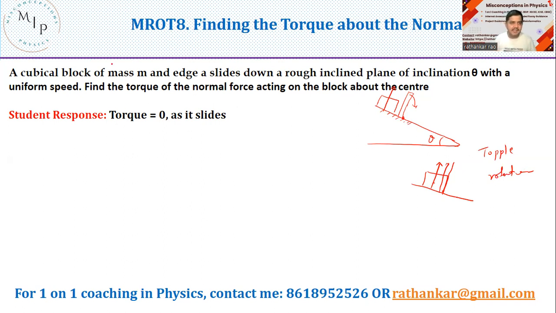Now the question is: a cubical block of mass m and side a slides down a rough inclined plane of inclination theta with a uniform speed. Find the torque of the normal force. The moment I talk about the normal force, the student did not consider this. So when I explained all this, you thought, oh yes, it not only slides, there's a possibility it can topple like this. That's what you thought now. But if this is not explained, what will you think?